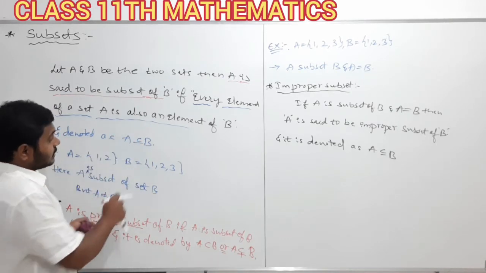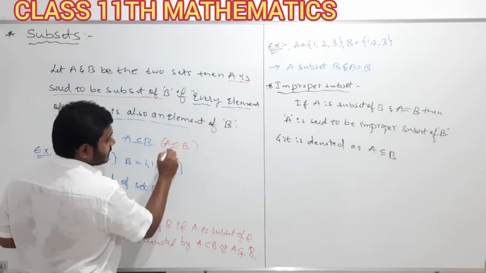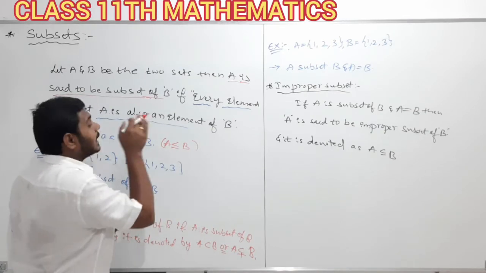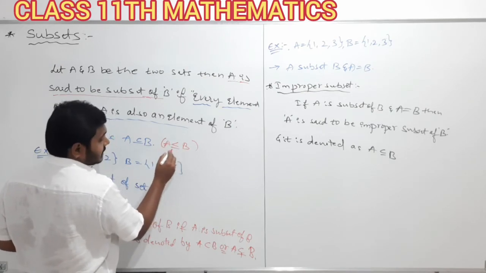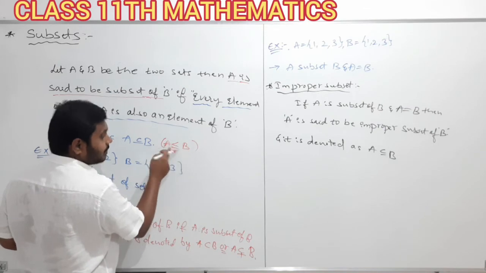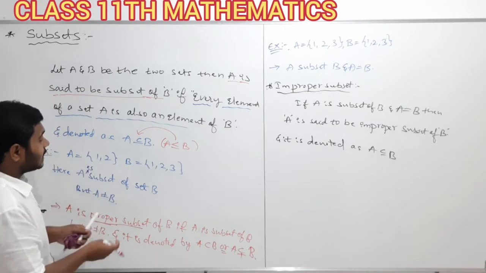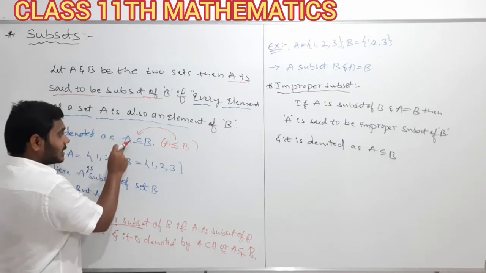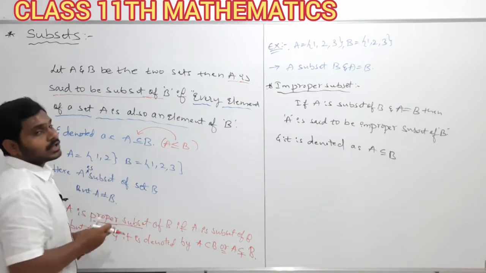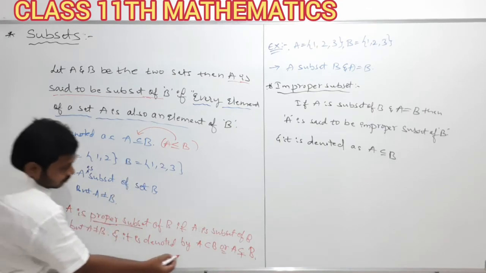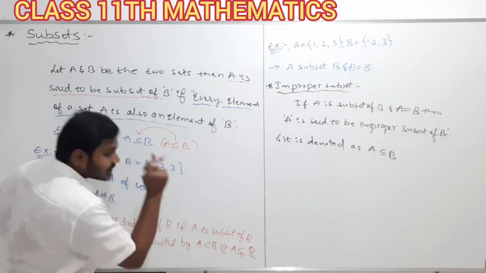So it is referring to the sign of less than or equal to. If you denote A is less than or equal to B, what does it indicate, my dear students? It indicates that A is less than B, or A may be equal to B. Like that they use this symbol. If I use this symbol, it means either A may be a subset of B or A is equal to B. If I write simply this much, you can understand that A is not equal to B, but A is a subset of B.